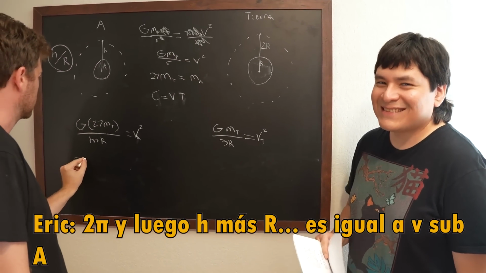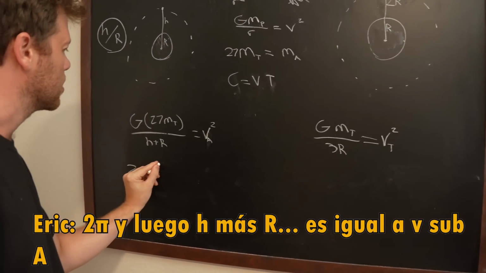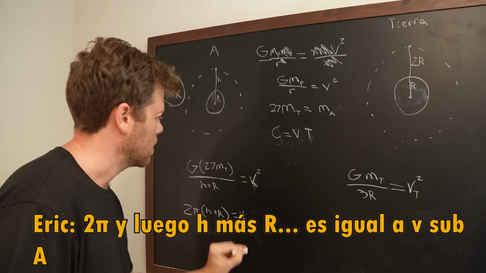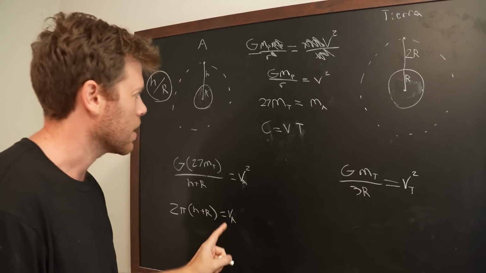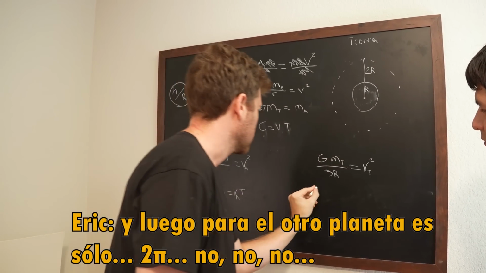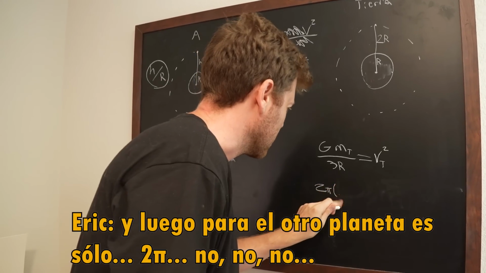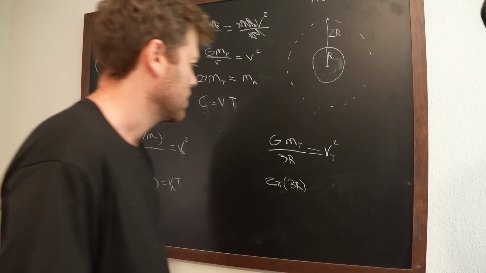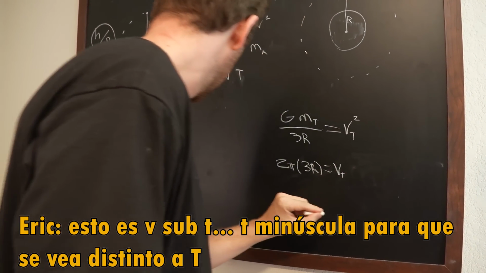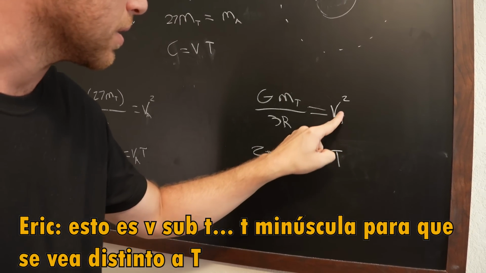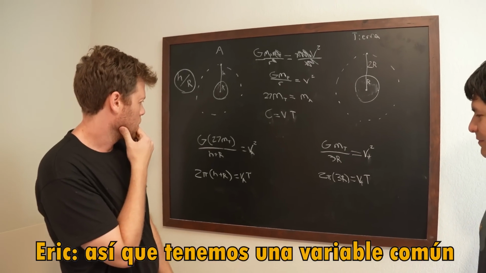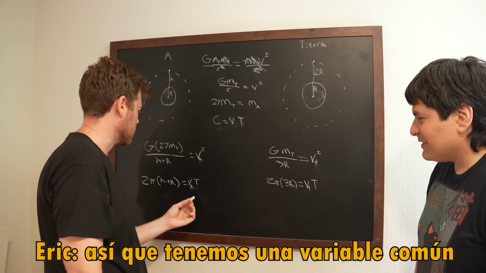So this is 2 pi and then h plus r is equal to a times t. Okay. And then for this guy, it's just 2 pi. My handwriting looks like absolute garbage. And this is VT. Make that like a lowercase t or something to make it a little more distinct. Okay, that works.